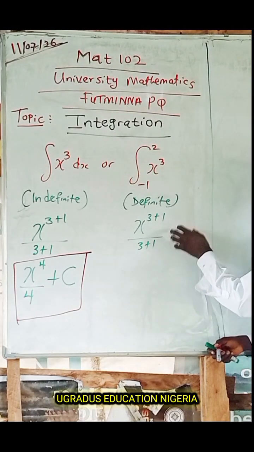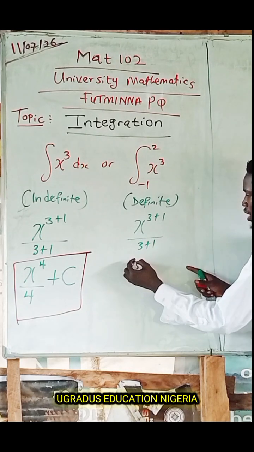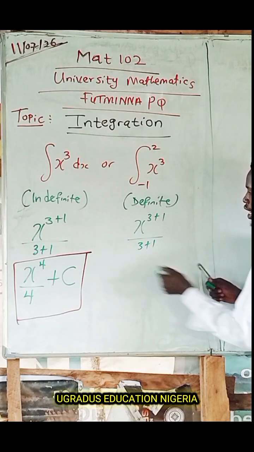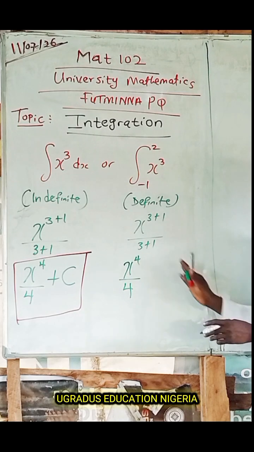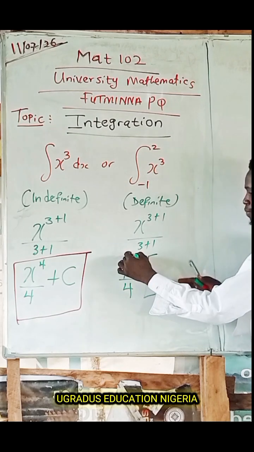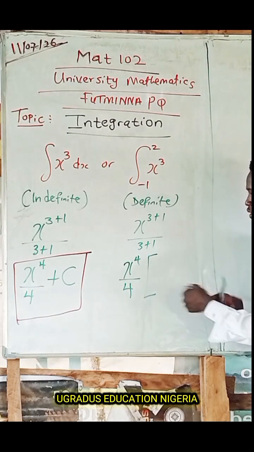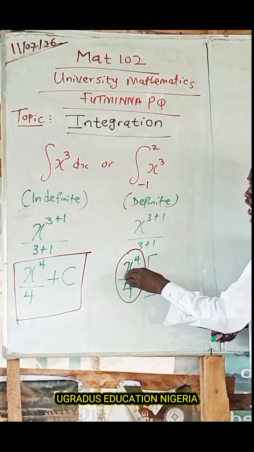However, if you are dealing with definite integral, you don't have to put plus c. Now, let's finish this. So this one will give us x to the power of 3 plus 1 is 4 as well, all over 4. But instead of putting plus c, no need of putting plus c. What you are going to do in that instance is that this expression that you see me put in a red circle, that's our final answer. So you don't have to put plus c.